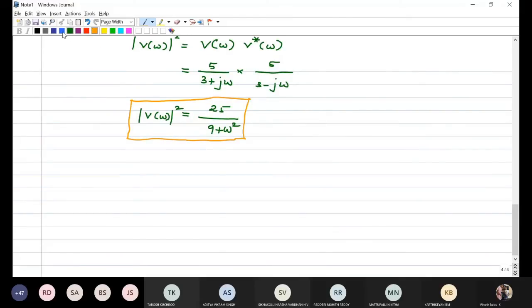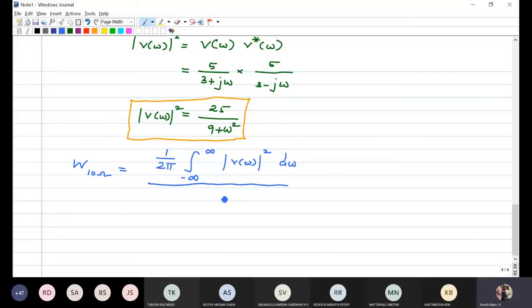Now in the frequency domain, the energy across this 10 ohm resistor is 1 over 2 pi integral minus infinity to plus infinity absolute V of omega the whole square d omega divided by 10. So this 10, if you take it to the numerator, you will get 0.1 over 2 pi.